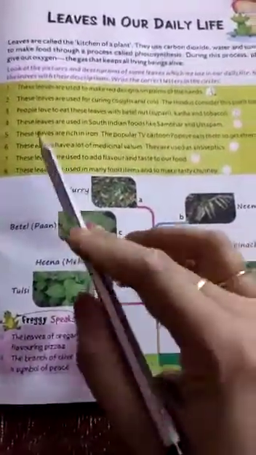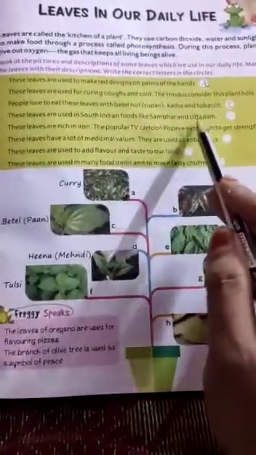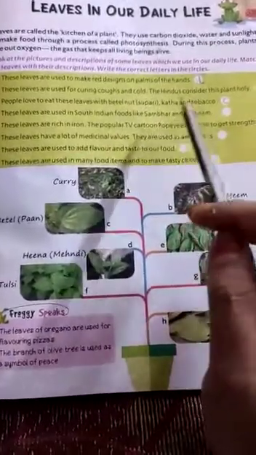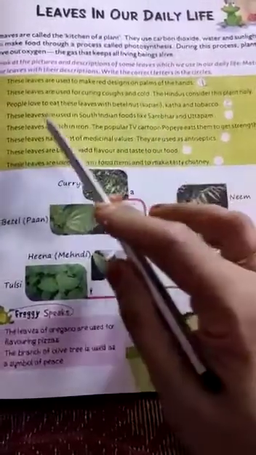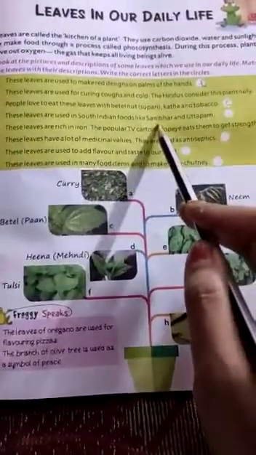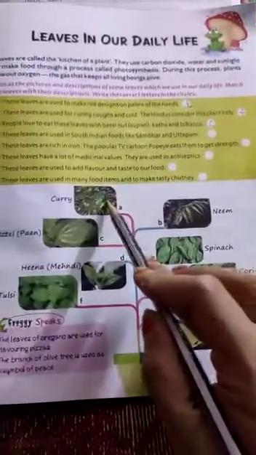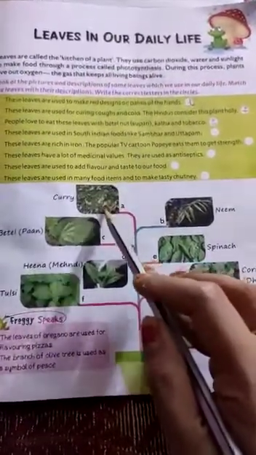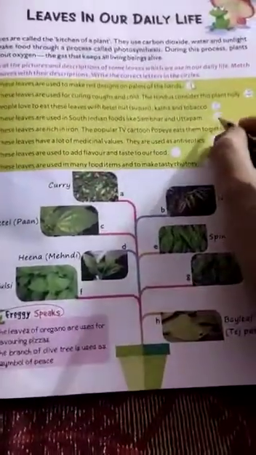Now fourth, these leaves are used in South Indian foods like sambar and uttapam. Students, whenever we prepare South Indian dishes like dosa, idli, sambar, vada, we use these leaves. And these leaves are called curry leaves. Here the picture of a curry leaf is given. You can see here. The letter assigned to curry leaf is A. So we will write A over here.